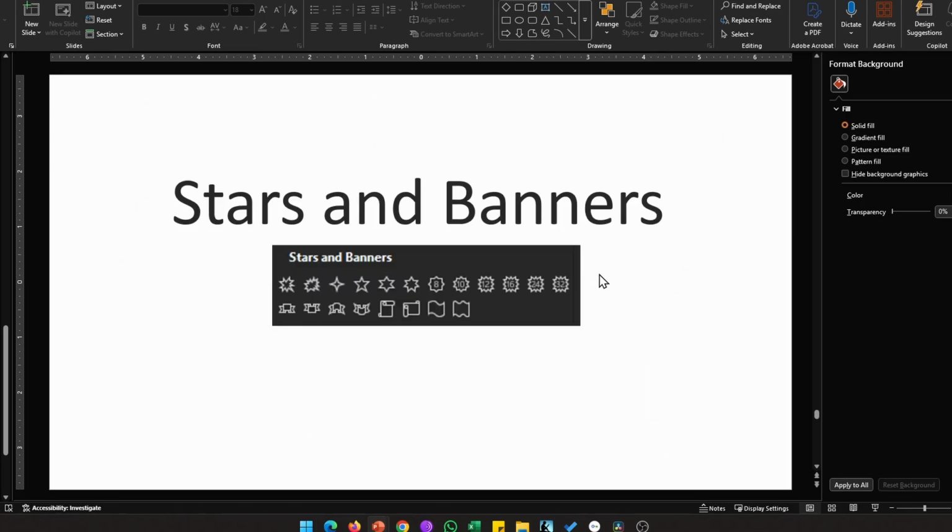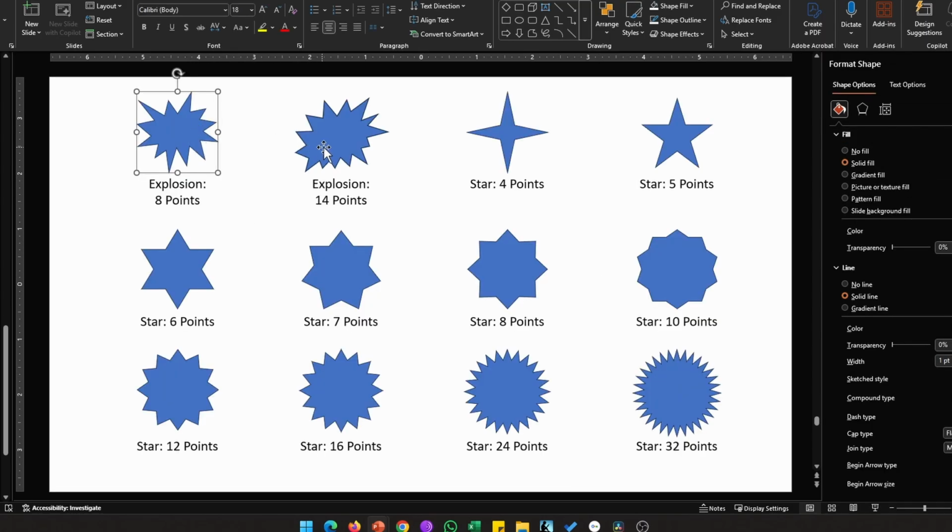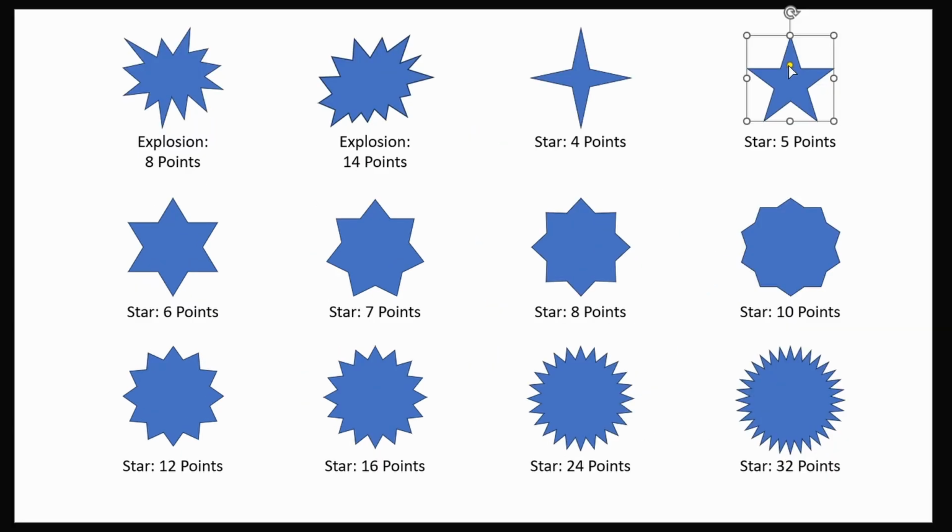Then we have stars and banners. So we have 2 explosions here. And then we have a galore of stars starting with 4 points all the way to 32 points. We also get this yellow handle with all these stars. If you bring this handle all the way outside, it changes into different polygons.